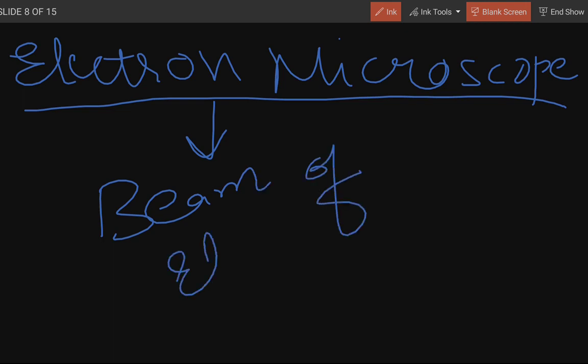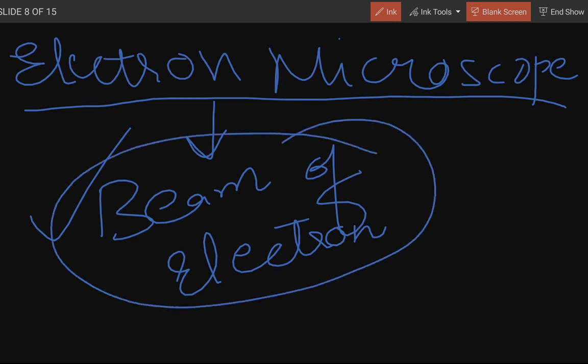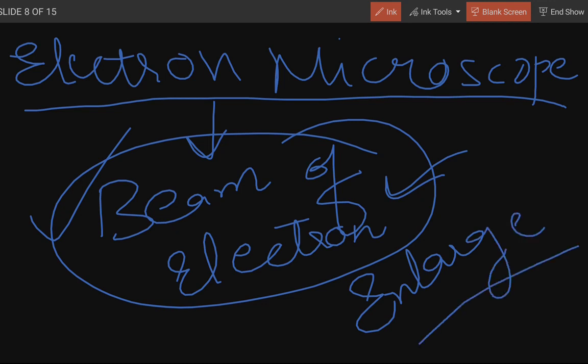a beam of electrons. What do they use? A beam of electrons. So this beam of electrons interacts with the object and makes that object enlarge, and you can easily see those objects that you cannot see with the naked eyes.